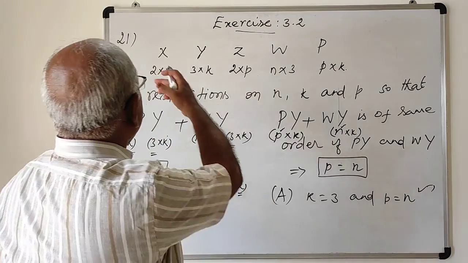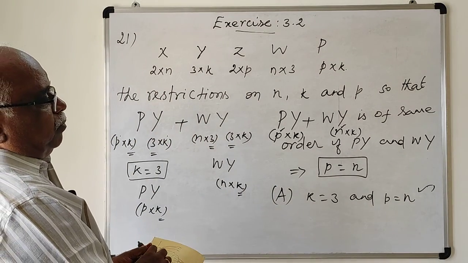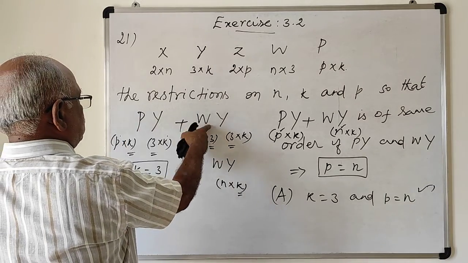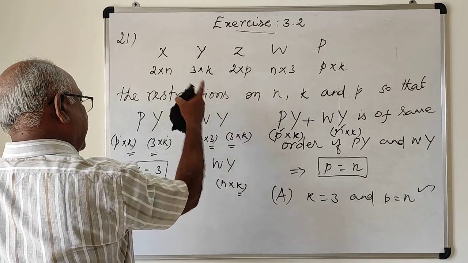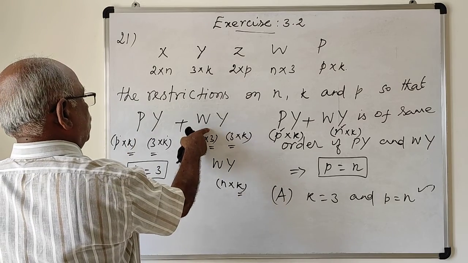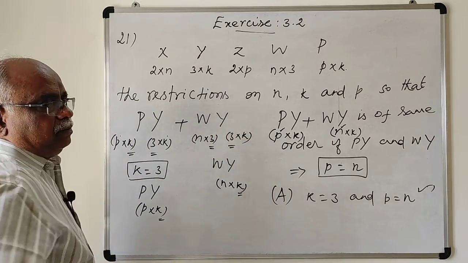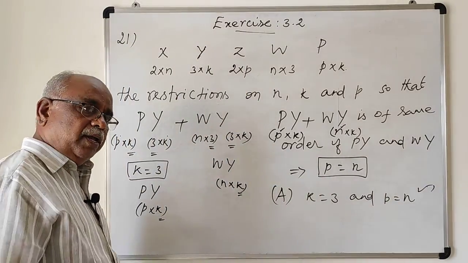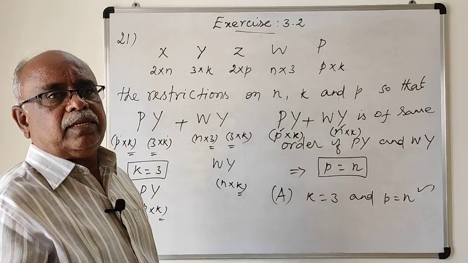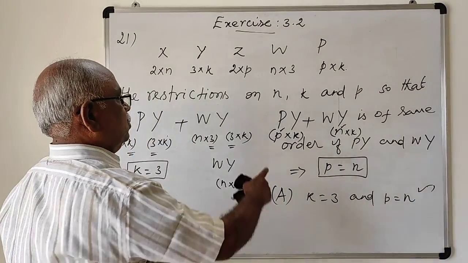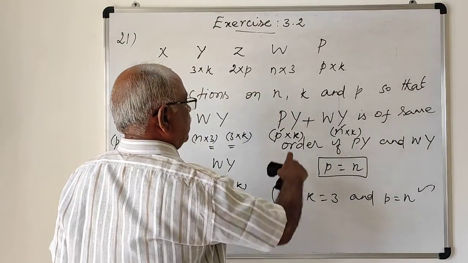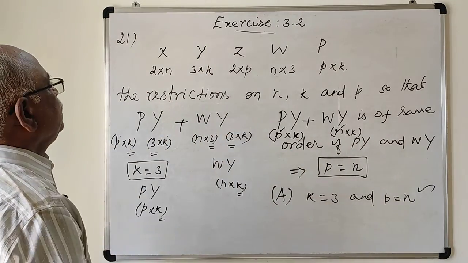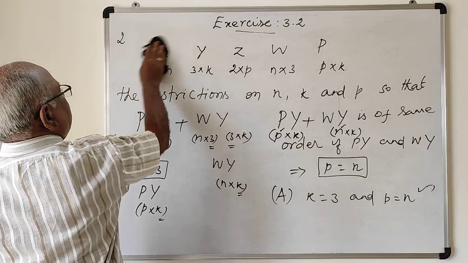This is problem 21. Addition of two matrices is possible only when the two matrices are of the same order and the resulting matrix is of the same order. Therefore, because the columns k and k are equal, the rows should be equal, therefore p equal to n. Next, problem 22.